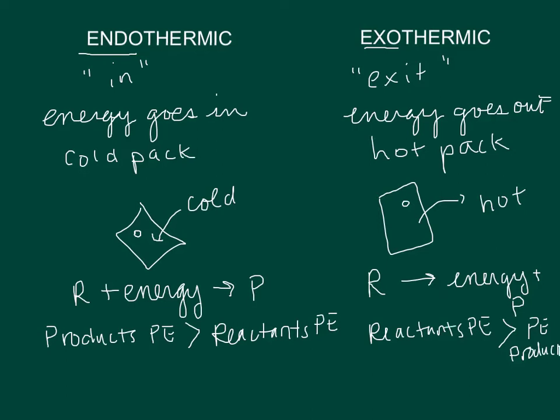One more time, we have our reactants. They have a lot of potential energy. They break bonds and form new ones, and it releases kinetic energy. And new products are formed that have less potential energy because of this energy that was lost.